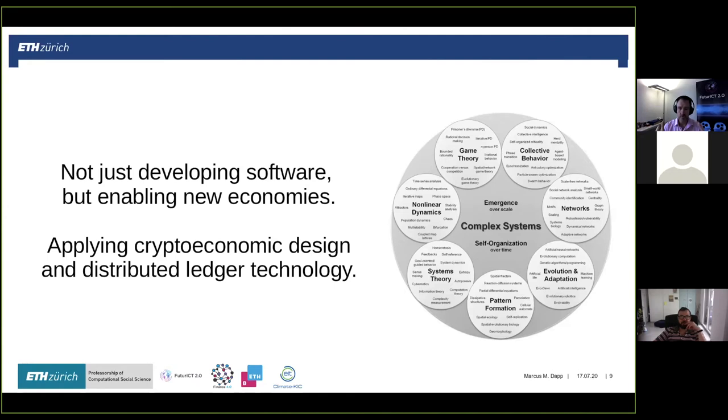And this new field of research, and also a field of practice, some call cryptoeconomics, some call token engineering. And I think it's not finally decided what the terminology will be a few years from now. But in any case, we're dealing with complex systems, and you can see in the figure, there are a lot of things one can think about that go far beyond simply developing software.